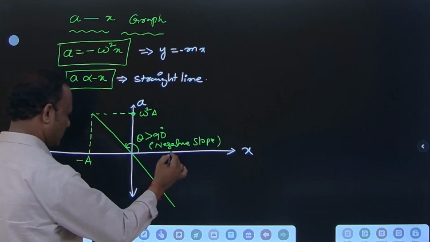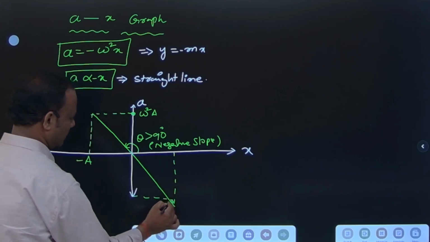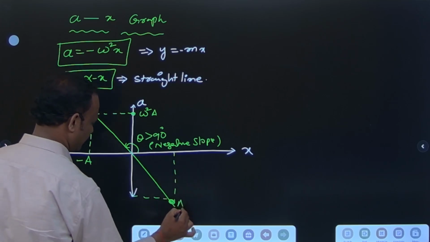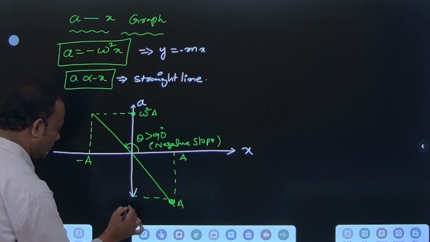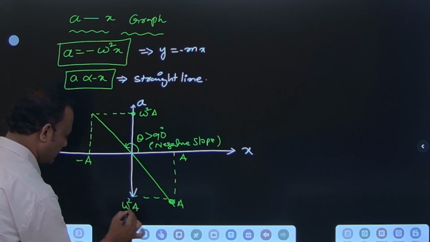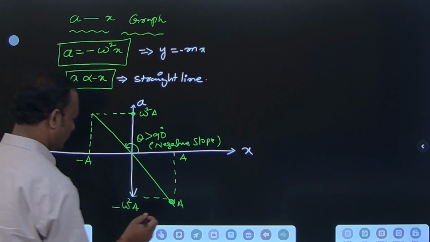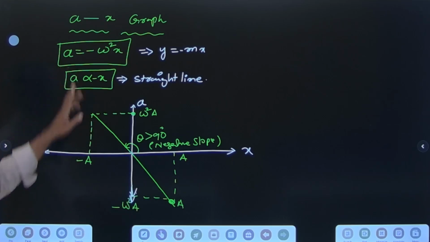Next one. This is what? Then what do you say? From this, if I talk on this, it's A only, correct? Next one is omega square A. And this is minus omega square A. So this is the graph, where A is equal to minus omega square x.